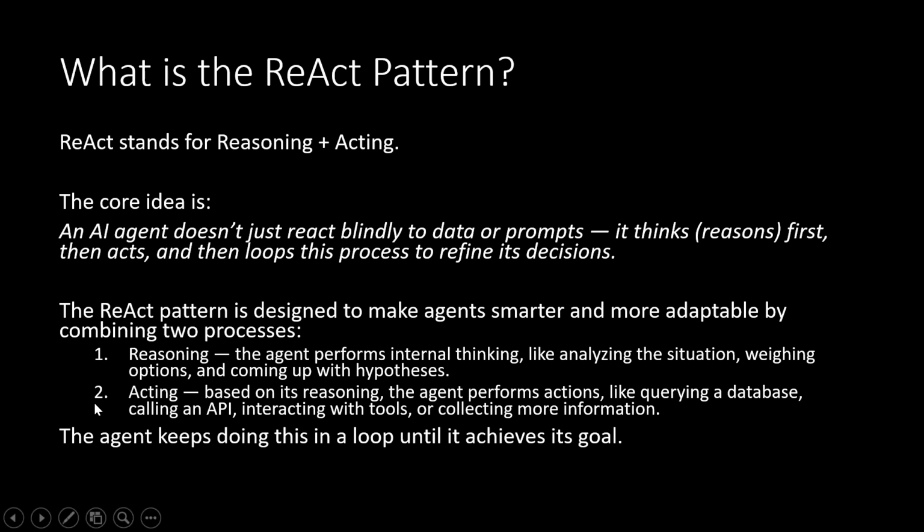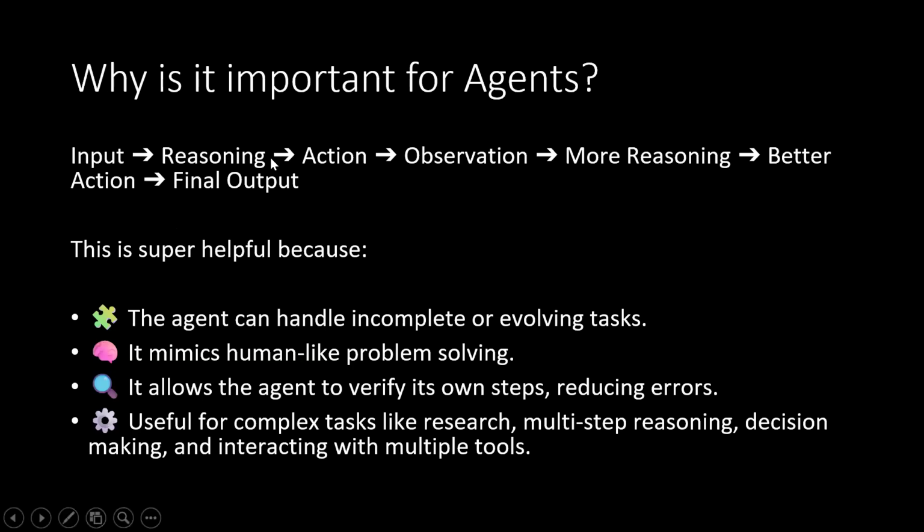And then it will do acting. Based on the reasoning, the agent performs actions like querying a database, calling an API, interacting with the tools, or collecting more information. The agent keeps doing this in a loop until it achieves its goal. Why is it important? Input, reasoning, action, observation, more reasoning, better action, final output, right?